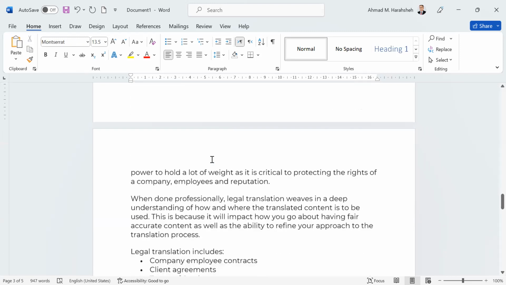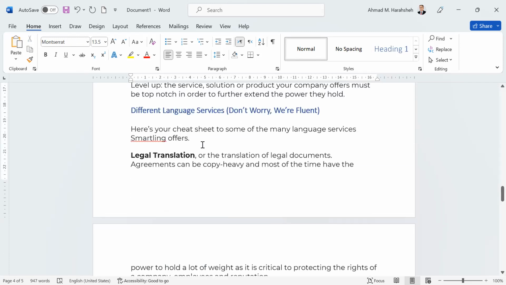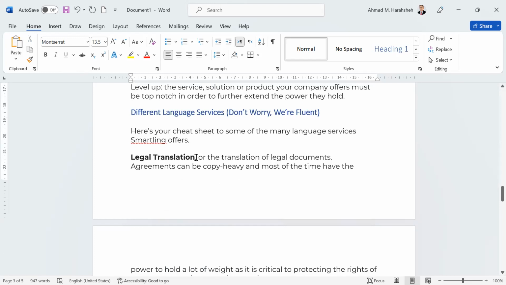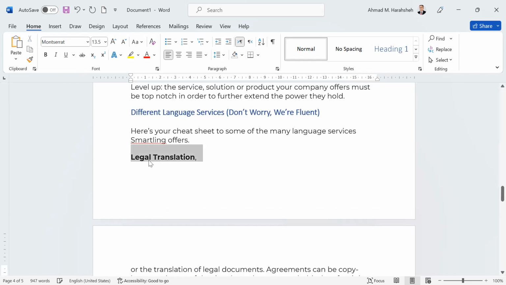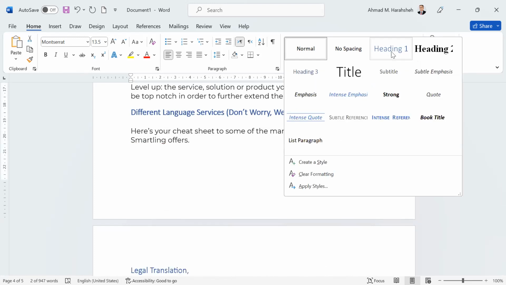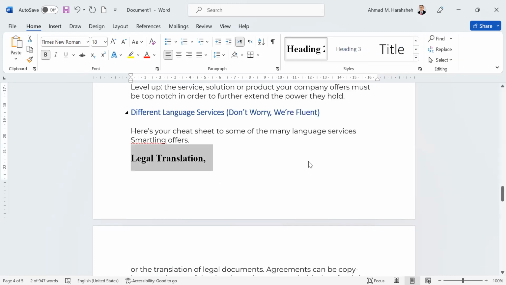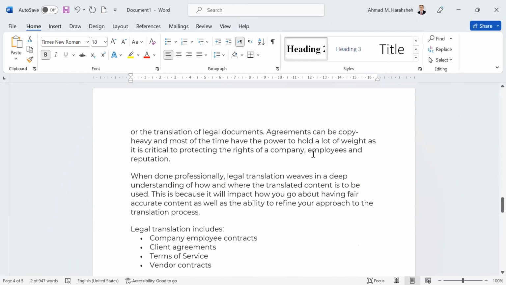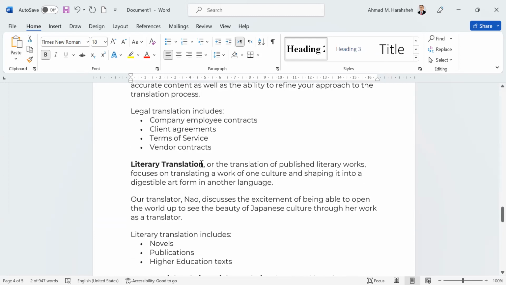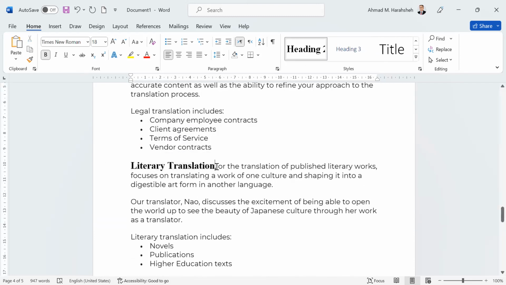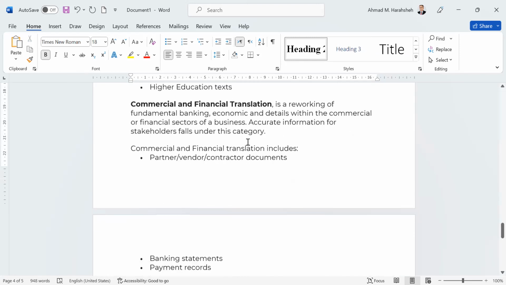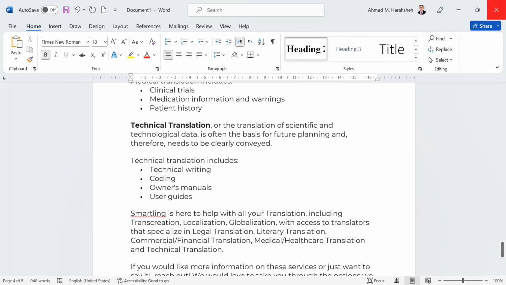Imagine legal translation, etc. Imagine, you know, this is 2. It can be 3, by the way, or 4, etc. A title, subtitle, etc. Literary, for example, 2. Imagine this one, for example, technical. Imagine it goes under... no, let's make it heading 2.